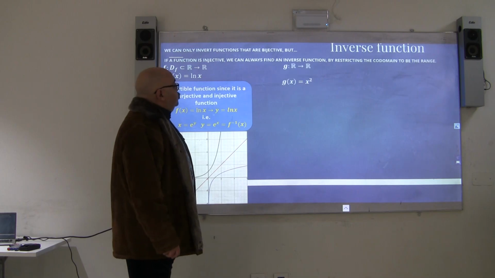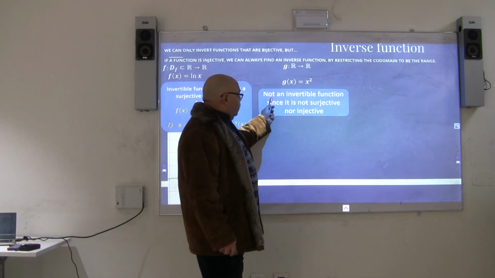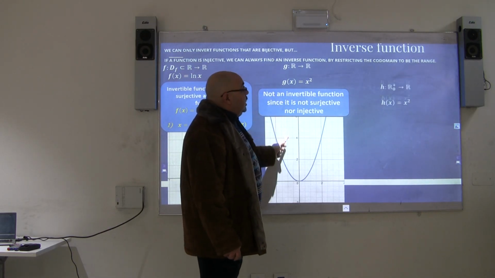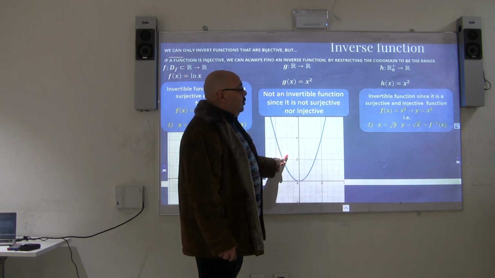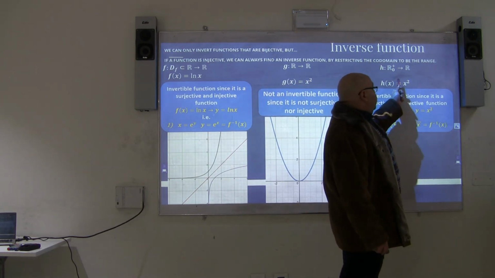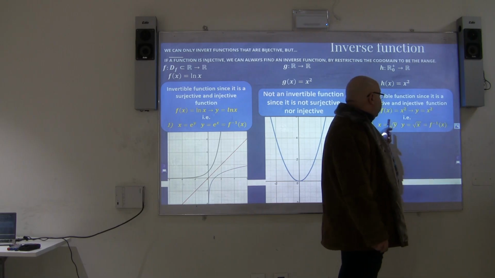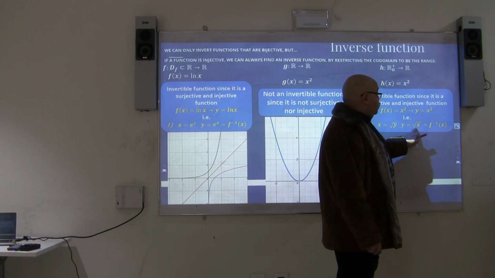Okay. F from R to R, g of x equal to x squared, so it's not an invertible function, since it is not surjective nor injective. As we knew, we can restrict the domain of this function. So y will be equal to x squared in the restriction from R positive into R. In this manner, I can get x equal to root of y. Then I will replace them together. Y is equal to root of x.